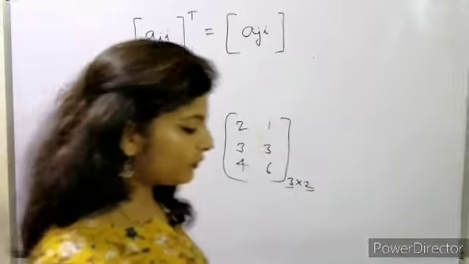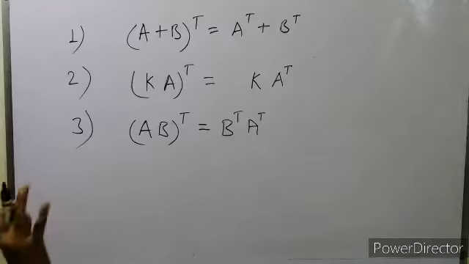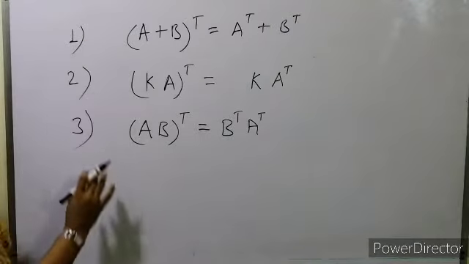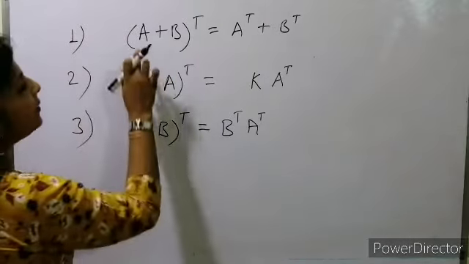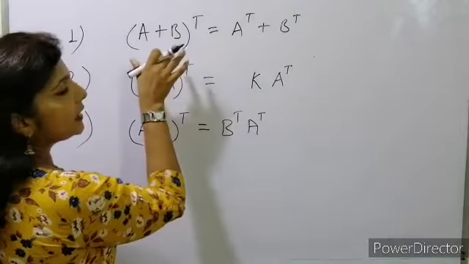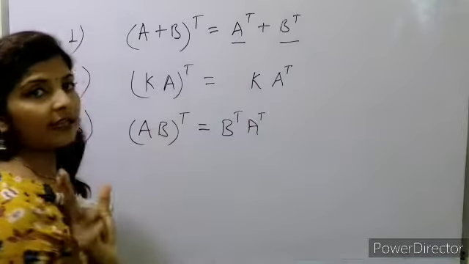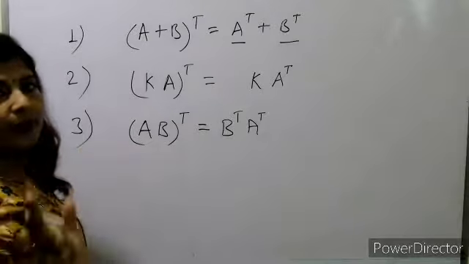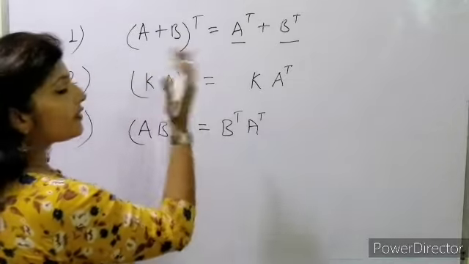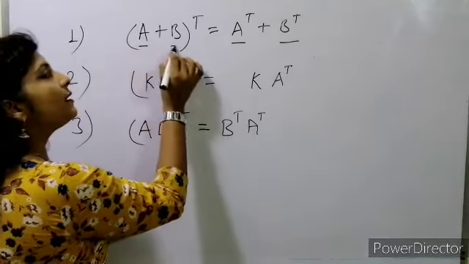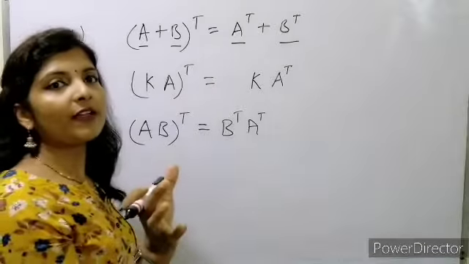Now we'll move forward and see the properties of transpose of matrices. These are the 3 properties of transpose of a matrix. First, when we are adding two matrices A and B, then the transpose of the sum of the two matrices will be the transpose of A plus the transpose of B. That means whenever we add two matrices A and B and find the transpose of the result, its value will be the transpose of A plus the transpose of B.